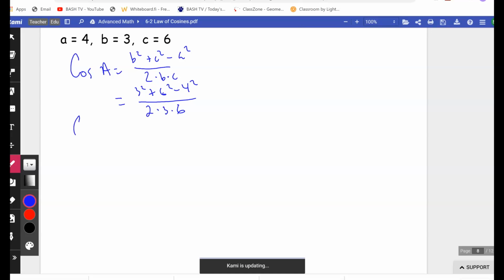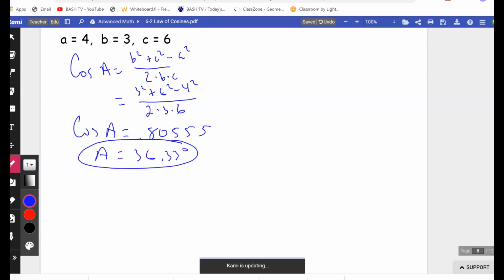And you do get cosine A, 0.80555555, keeps going on. So second cosine of that, the inverse, angle A is 36.33 degrees. Okay? Again, I could use law of sines at this point, but I do have a problem that I have to be careful that I solve for the right one. I would solve for angle B because that's the smallest one. But I think it's easier, just go ahead and use your cosine B, a squared plus c squared minus b squared over 2 times a times c.